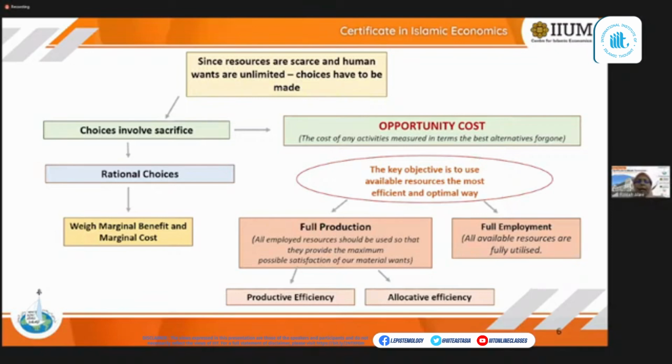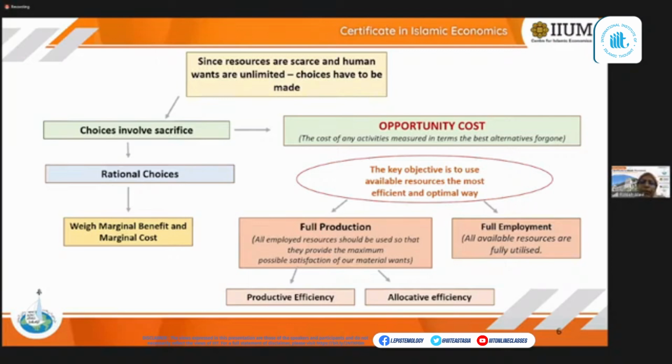Now, as I mentioned just now, we have resources. When we are using the resources, regardless of whether it's consumers or producers or resource owners, these resources must be used in the most efficient and optimal way. All right. So the key word in the study of microeconomics is efficiency.